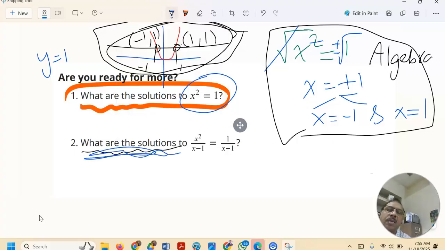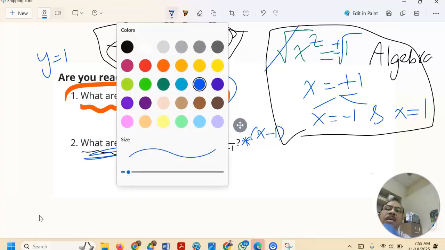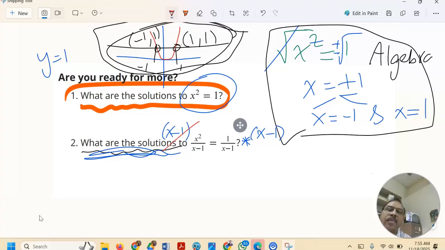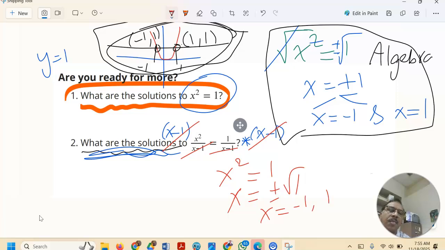this piece. Watch this. So the first step is let's multiply x minus 1 on both sides. So you do this side, and you multiply x minus 1 here also. When you multiply x minus 1 on both sides, you can see x minus 1 crosses out. What are you left with? x equals, so you get the same thing. So x equals plus or minus the square root of 1, and the answers are again -1 and +1.